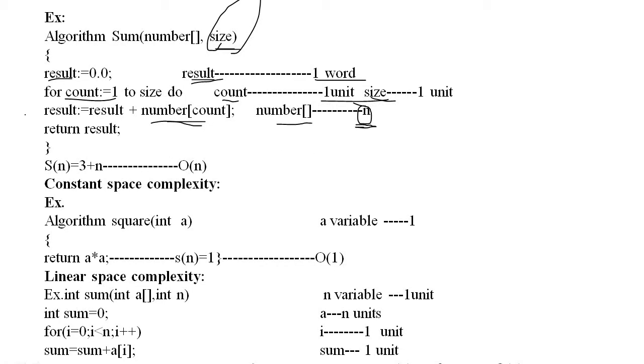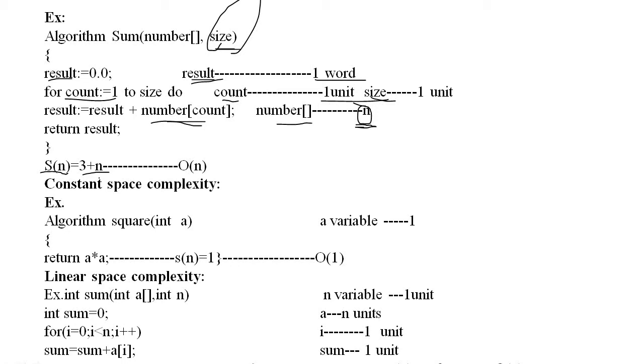So the amount of space required for this algorithm is 1 plus 1 plus 1, which is 3, plus n. So this we are also representing in the form of a function. That's why I am taking S of n. S of n, the space complexity of this algorithm, is n plus 3.